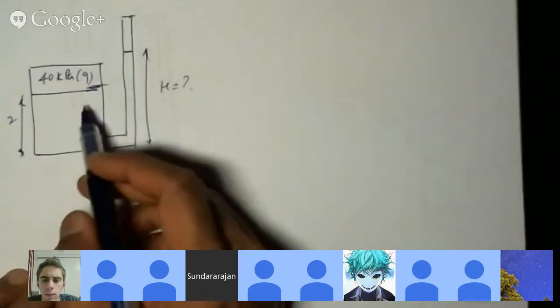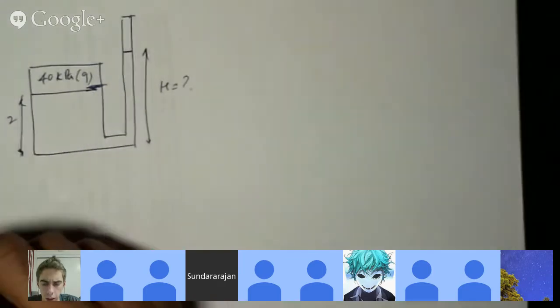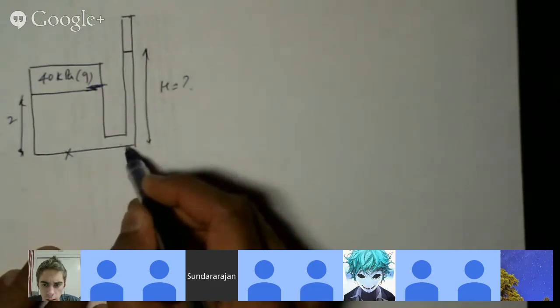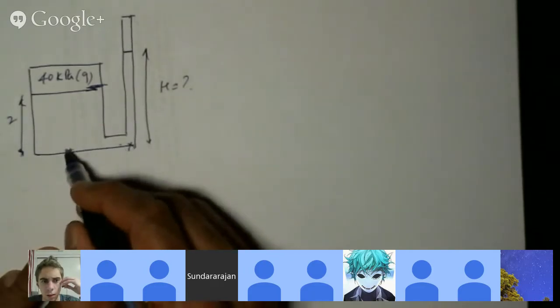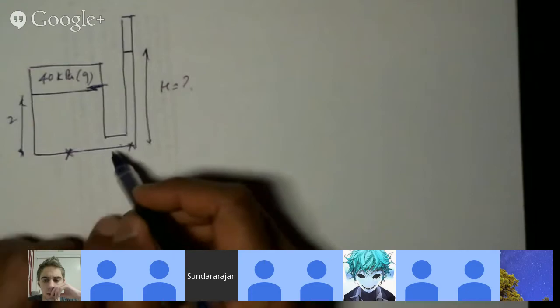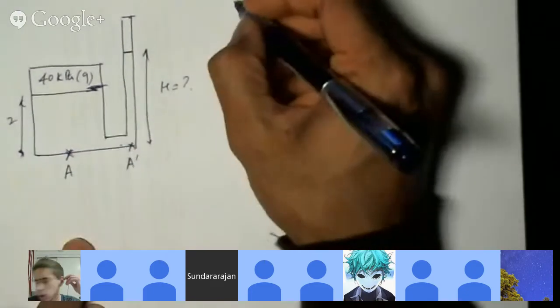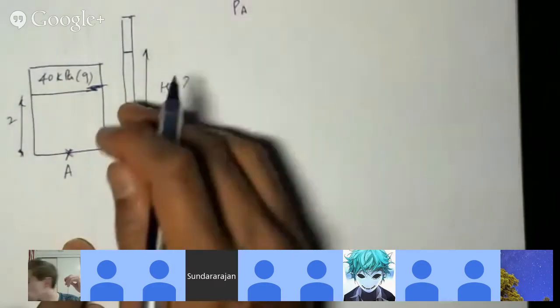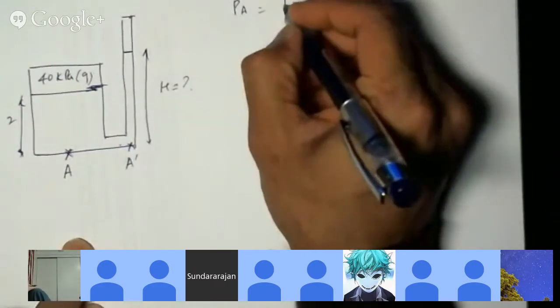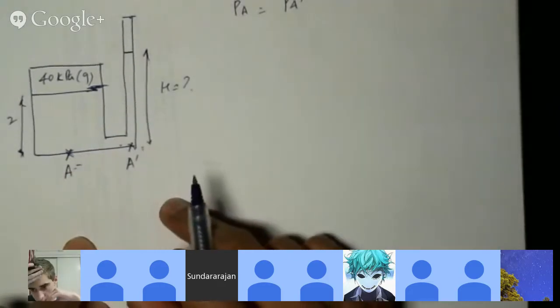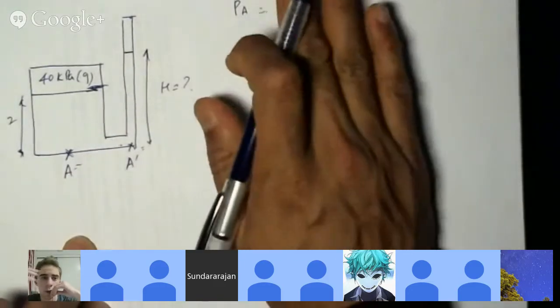So in these problems, you always have to find a level at which you want to find pressures, where you can equalize the pressure. So you can choose this point and this point, for example. Let's call this A and A prime. The pressure at A and pressure at A prime has to be the same. These two are at the same level, so they have the same pressure. What's the pressure at A?